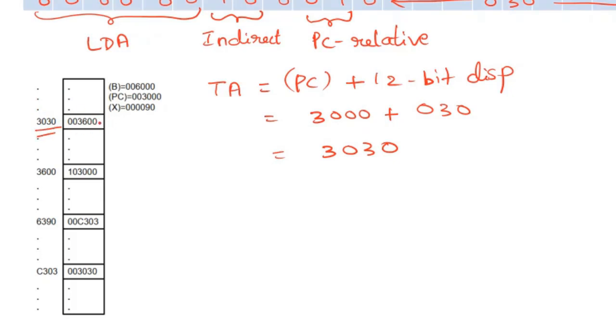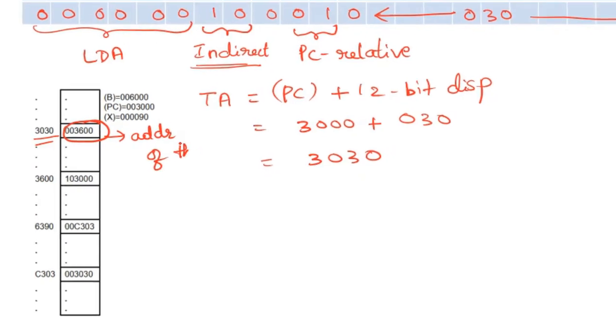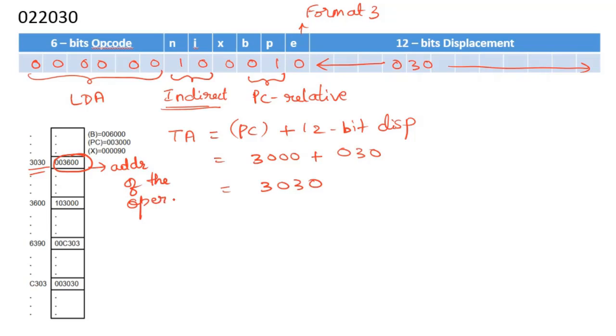What is stored there? 3600. Is that the value loaded into the accumulator? No, this is the indirect form of addressing. This should be again treated as an address of the operand. This is the address of the operand. What is the address of the operand? It is 3600. What is stored in 3600? 103 followed by 3 zeros. That is the actual value loaded into the accumulator.